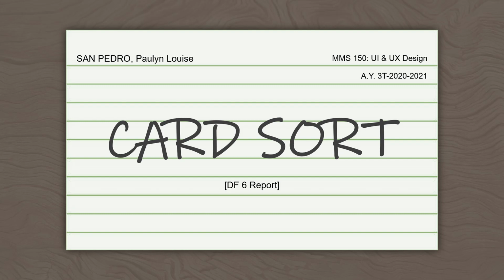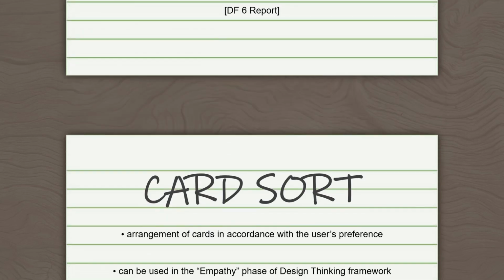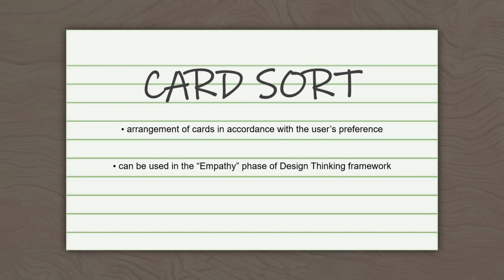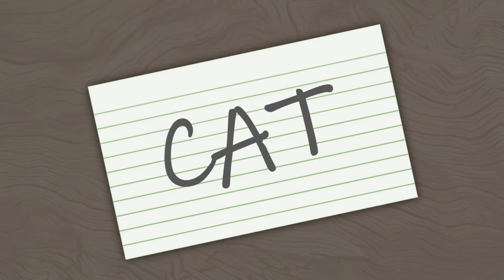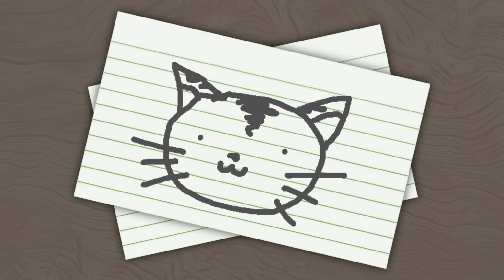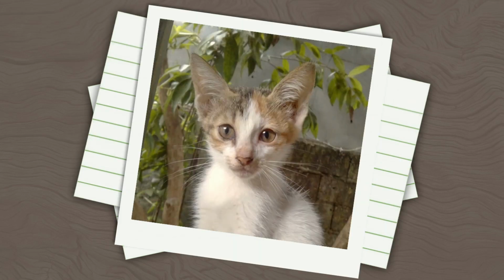So, what is card sort? Card sort is one of the methods used in learning what really matters to your users in the empathy phase of design thinking framework. In here, the participants are asked to sort cards according to what they deem fit. The contents of the cards could be text, drawings, or photos. Whatever you choose, be sure that the participants could easily understand them.